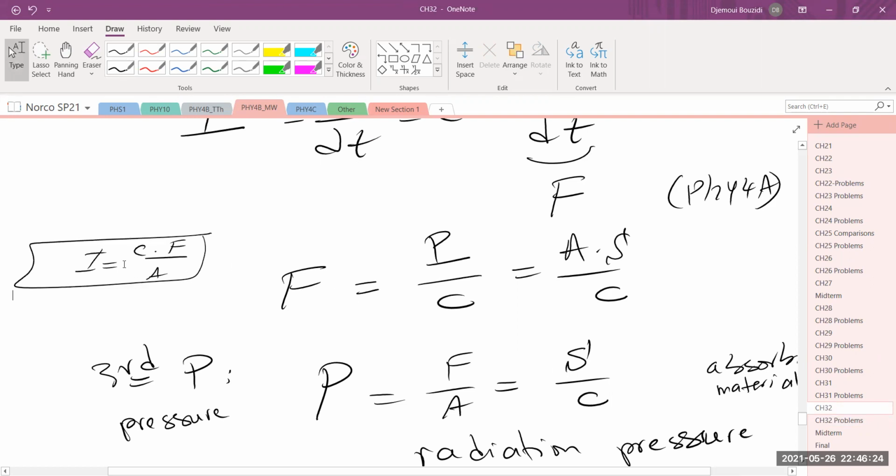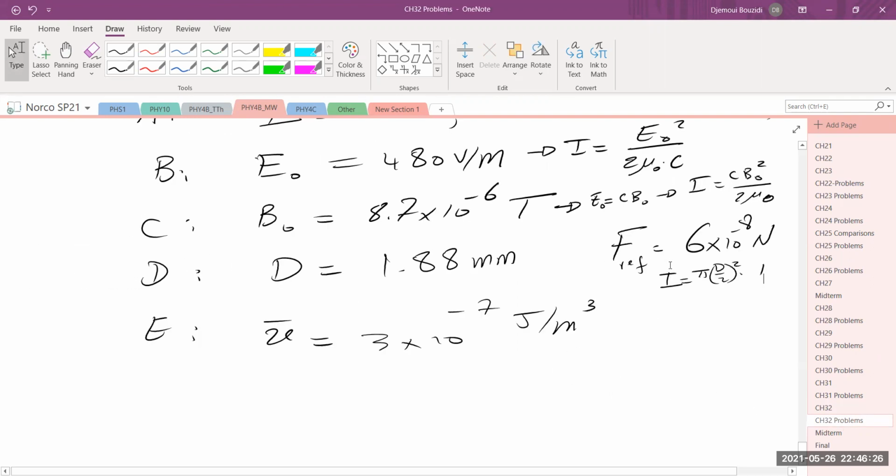I is the speed of light times the force. So let me clear this thing in here. Oh man, I can't delete everything at once. Okay, I think I got it now. So I in this case is equal to C times F divided by A, and A in this case is pi times D over 2 squared. And F is this force in here, okay? And C is the speed of light.